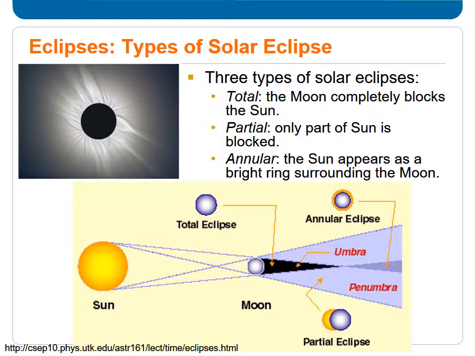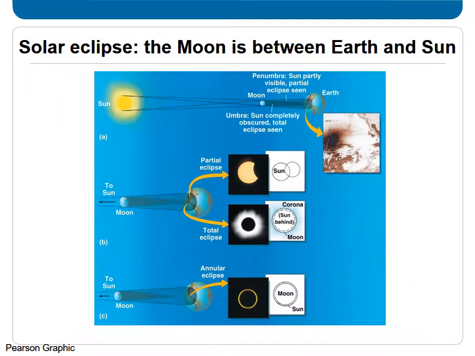Total, the moon completely blocks the sun. Partial, only part of the sun is blocked. And annular, the sun appears as a bright ring surrounding the dark moon. This Pearson graphic shows all 3 solar eclipses. An annular eclipse, as seen in the bottom, has a ring of sun outlining the lunar disk.